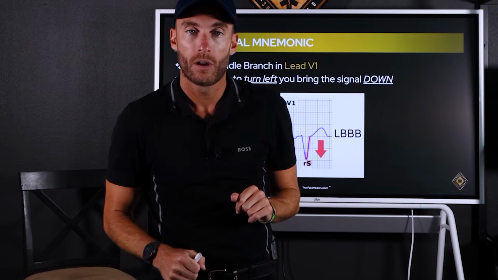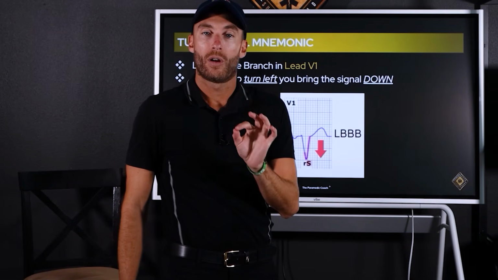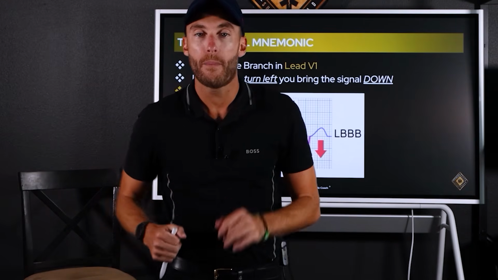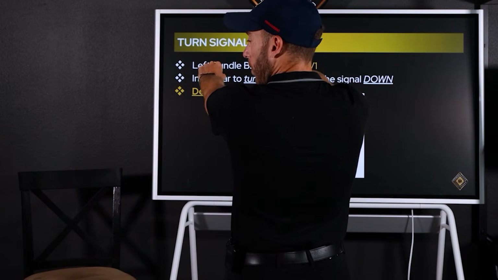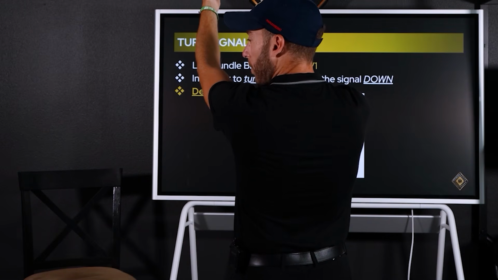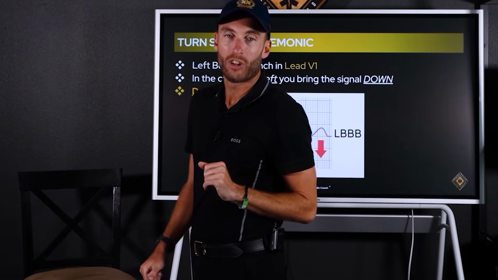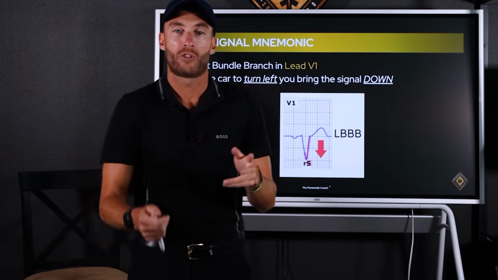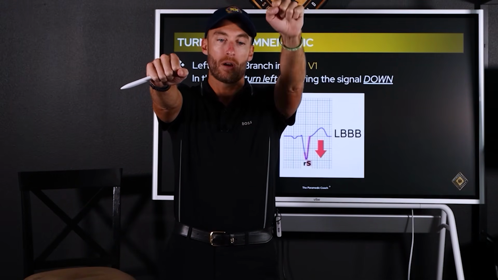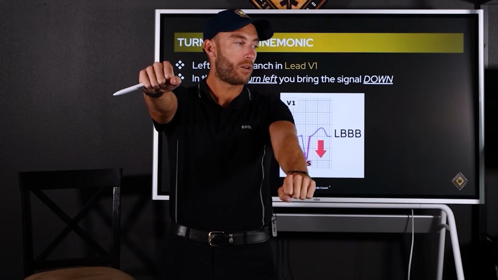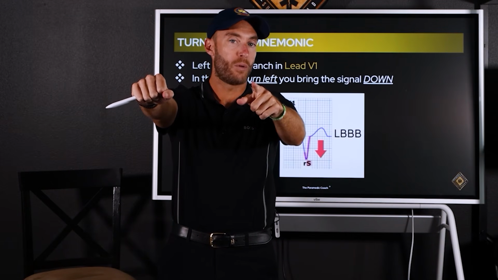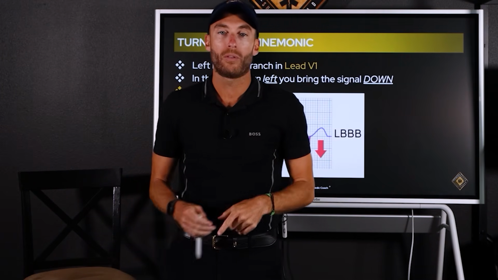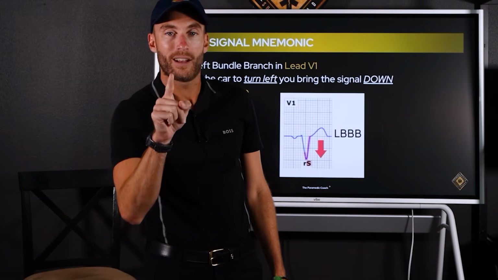Well, in V1, we have the terminal deflection of the EKG pointing down. But if I'm back in my car and I want to go right with my turn signal, I push up, because the terminal deflection of the right bundle is going to be up. That's how you remember it for the rest of your career. So now when you're driving and you want to go left, push down on your turn signal. It's a left bundle in V1. Now if I want to go right, I push up my turn signal, up. It's a right bundle because the terminal deflection is up.